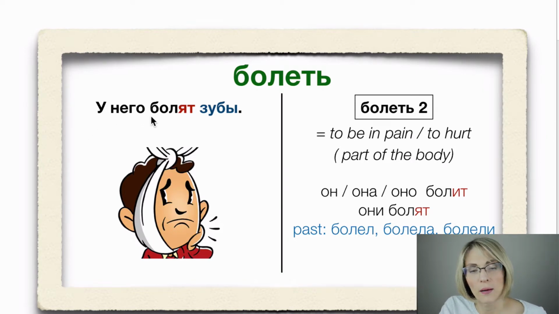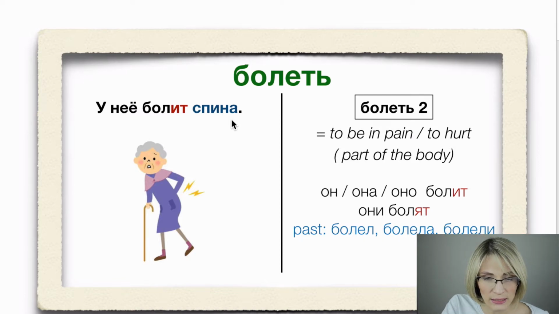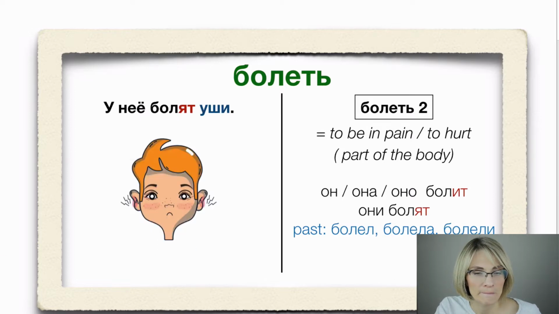У него болят зубы. Now you see the subject of this sentence is зубы. They are in pain, they hurt. Therefore, my verb is in third person plural. У него болят зубы. У нее болит спина. Спина, the back. Third person, singular. У нее болит спина. У нее болят уши. Ears.